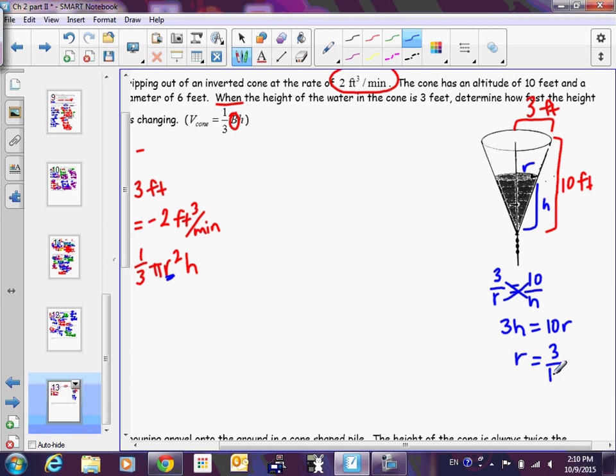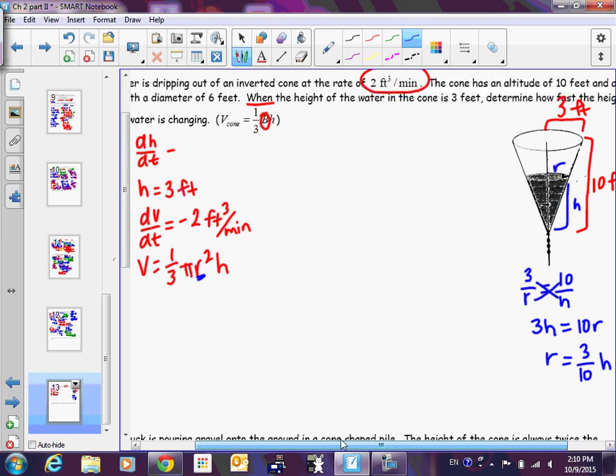I'm going to write it as 3/10 H. It's going to make the next part a little bit easier. Okay, so I know this seems like kind of different than what we've been doing, and that part is true. The rest of this isn't going to really be that much different.